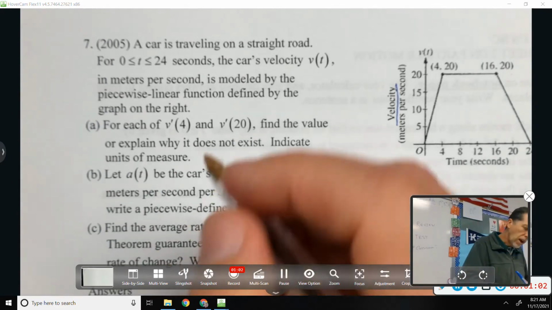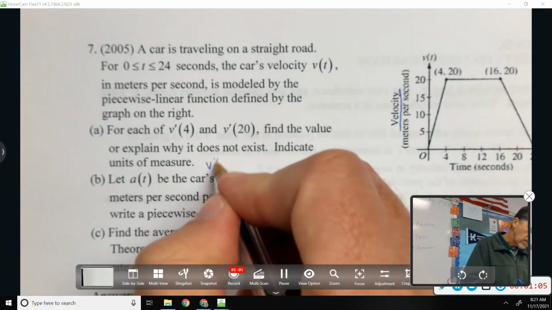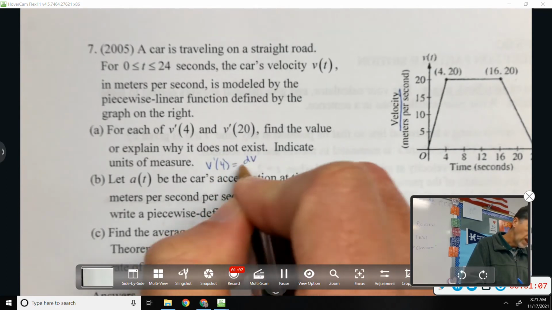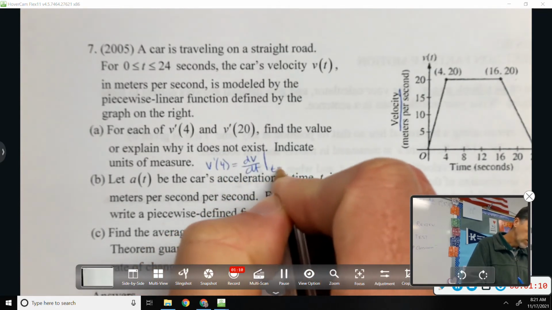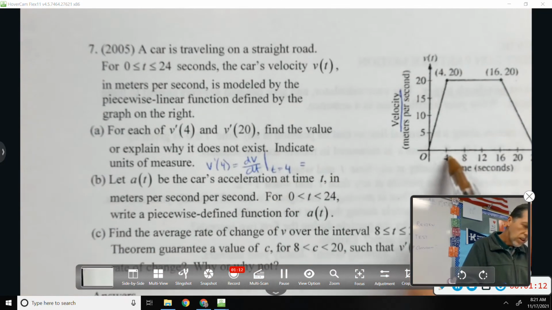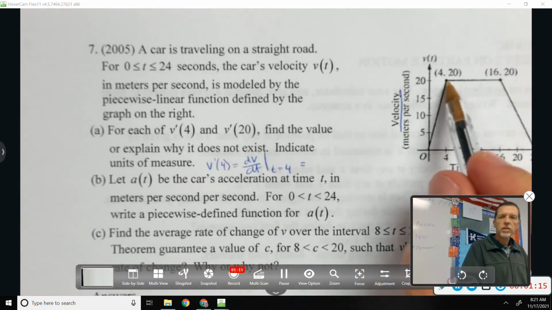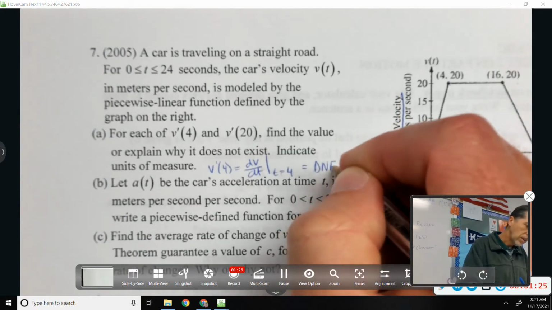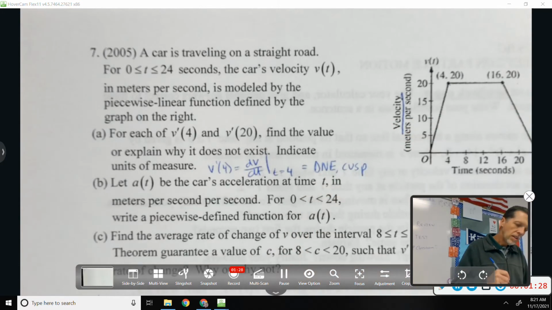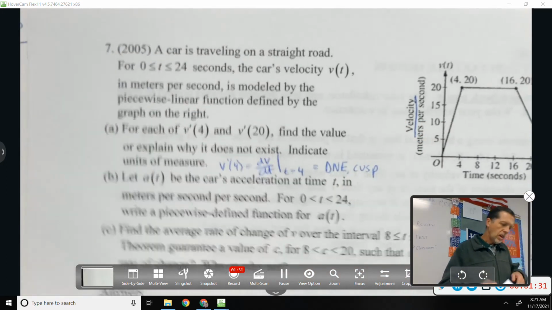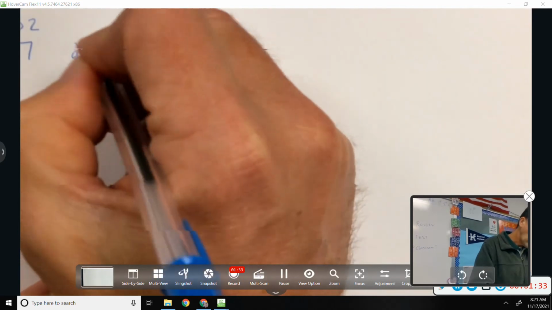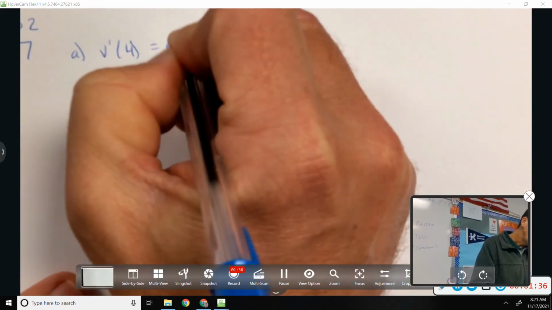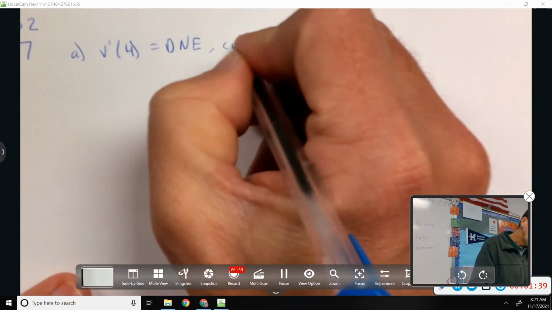Okay, well, v'(4), that means derivative of v at 4. The derivative of v at 4. Is it DNE because it's a cusp? Correct. It does not exist because of a cusp. And at 20... v'(4), DNE because of cusp.